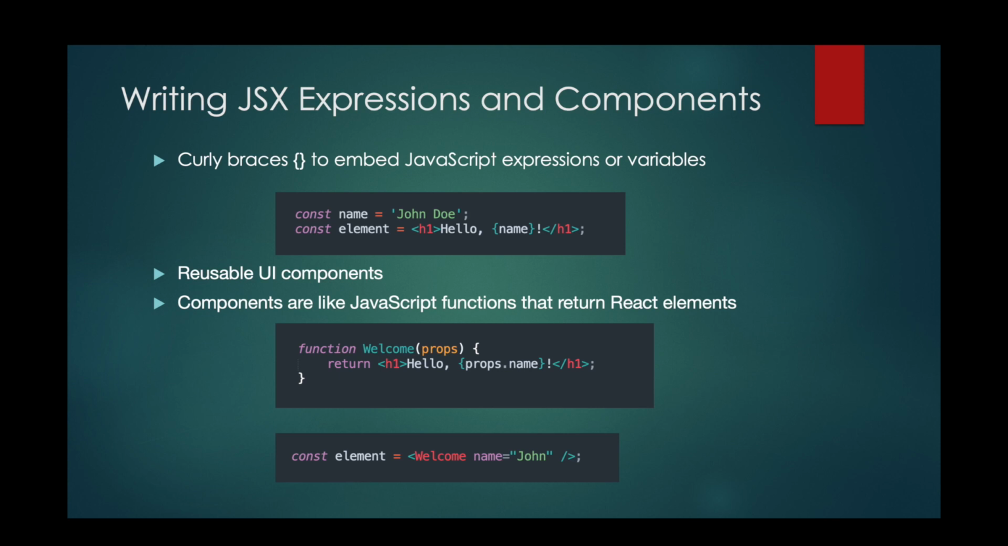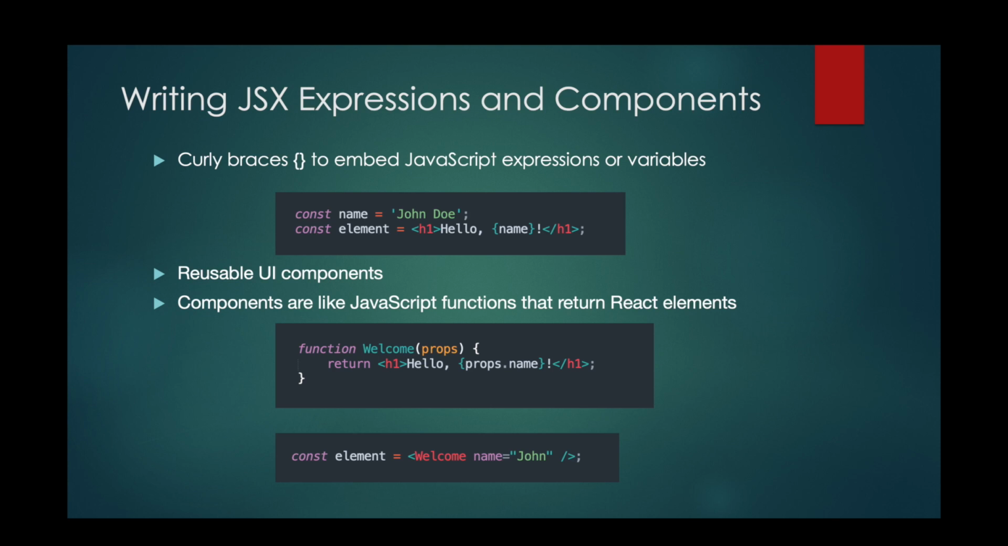In JSX, you can write expressions within curly braces to embed JavaScript expressions or variables. This allows you to dynamically generate content within your JSX code. Here's an example of using a JSX expression. Create a constant name, John Doe, and a constant element equal to <h1>Hello, and then inside the curly brackets use the name.